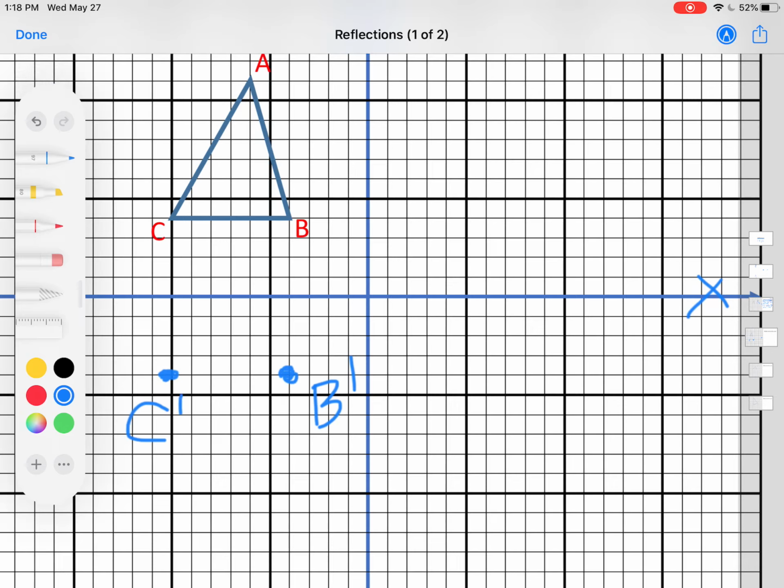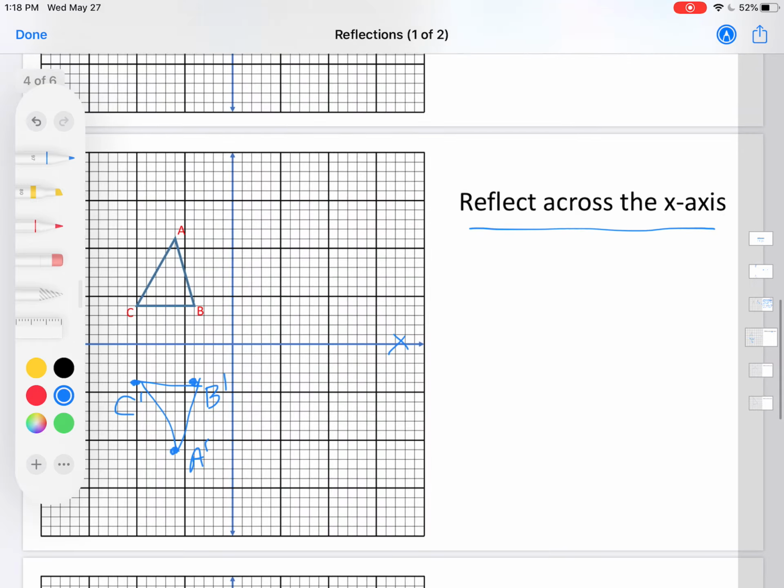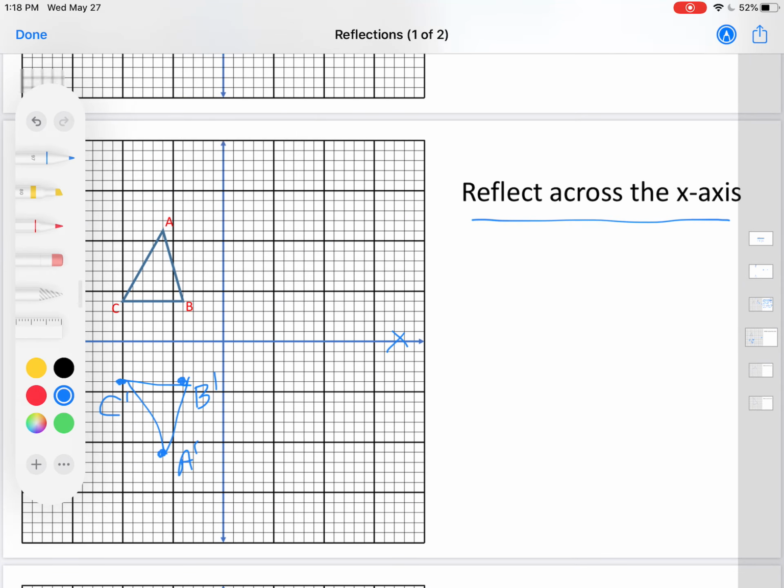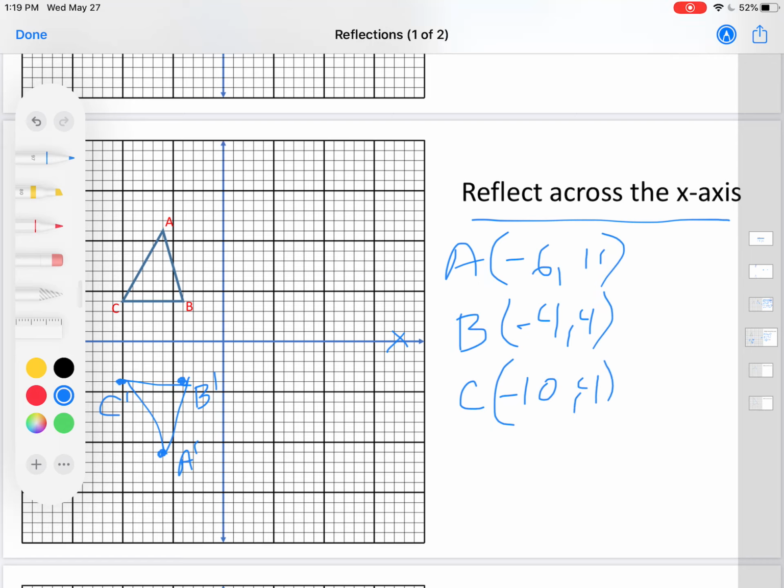A is way up here. It's 11 away. So we'll go directly across from it, 11 away in the other direction, 11 down, connect the dots, and there is the image. Notice it flipped over, but this time it flipped top to bottom instead of left to right. Let's see what that did to the coordinates. A, it was still -6, +11. B was still -4, +4. C was -10, +4.